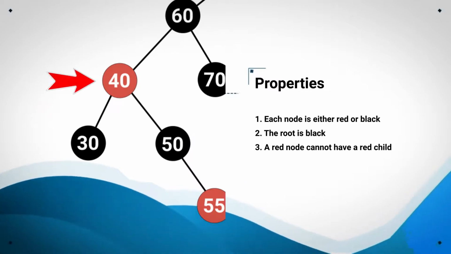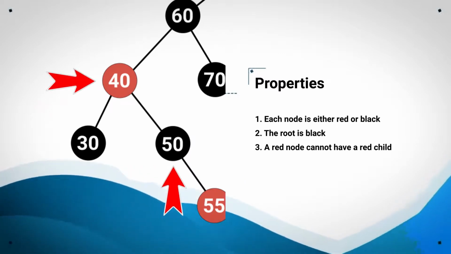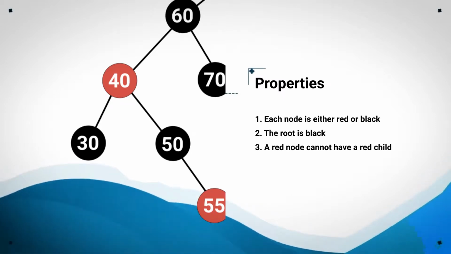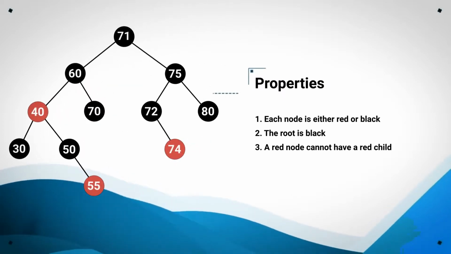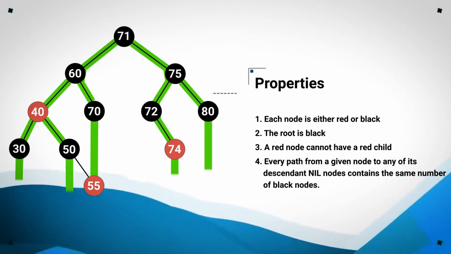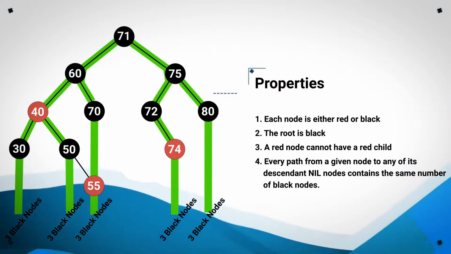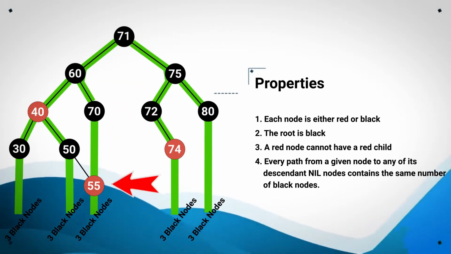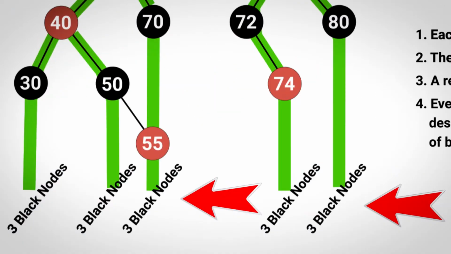Third, a red node cannot have a red child. If at any point it does, then we would have to repair the tree to honor this property. We will take a look at how we repair just after this slide. Fourth, every path from a given node to any of its descendant null nodes contains the same number of black nodes. Thus, if we traverse a red-black tree from any node to the last descendant nodes, then we will get the same number of black nodes.